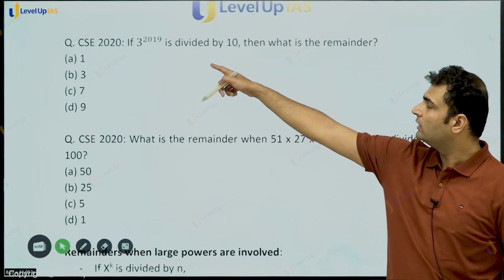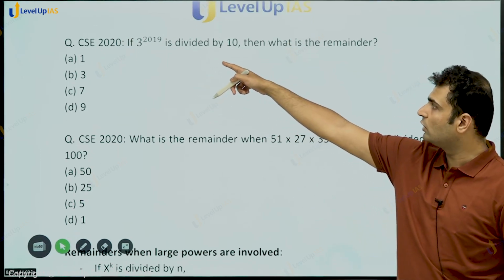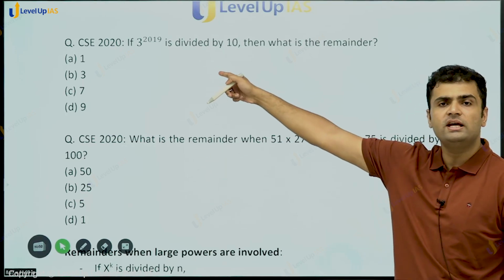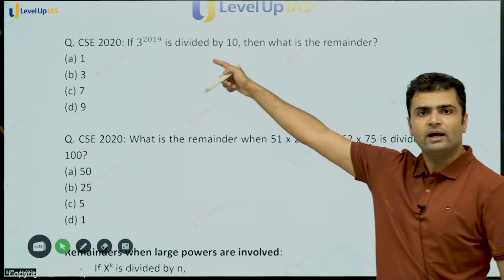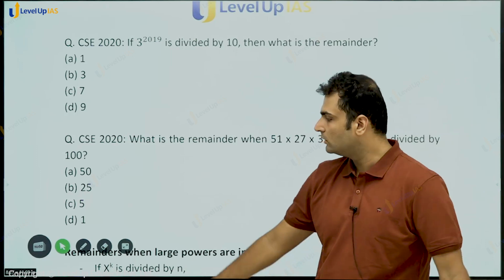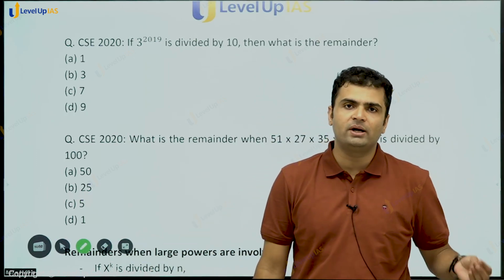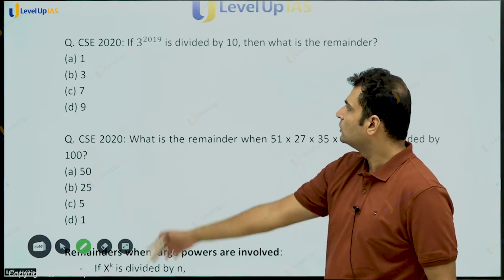CSE 2020: 3 raised to 2019 is divided by 10. What is the remainder? देखो units place पूछने का एक और तरीका ये है. पूछ क्या रहा है basically, what is the units place, because remainder when divided by 10 is same as units place. तो बस units place ढूंढनी है.